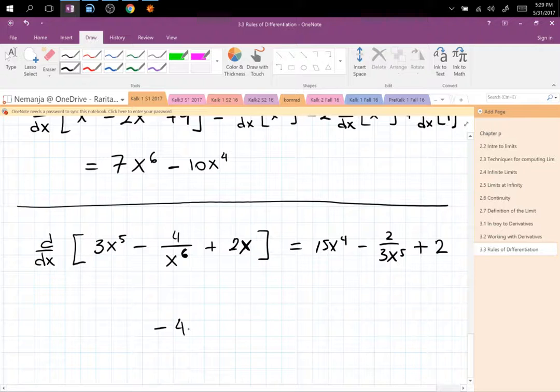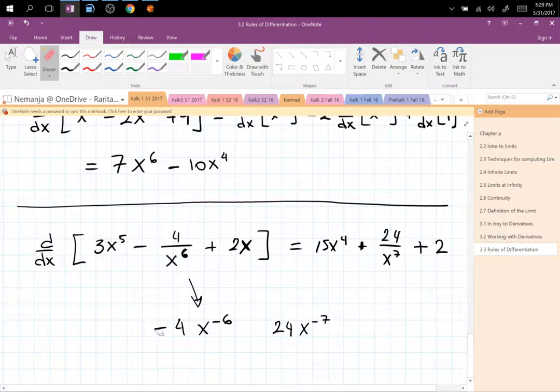We have negative 4 times x to the negative 6, right? That's how we rewrite. So you have to rewrite it? Yeah, you can't use the formula if you don't, because you have to have an exponent. So that becomes positive 24 x to the negative 7. So it's 24 over x to the 7. And it's positive, right? 24 over x to the 7. There it is.